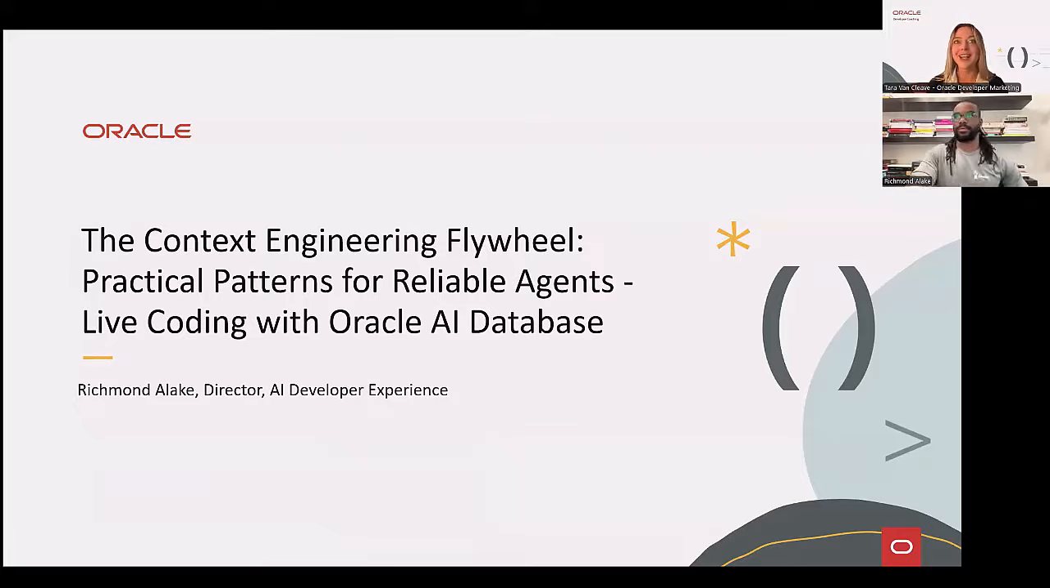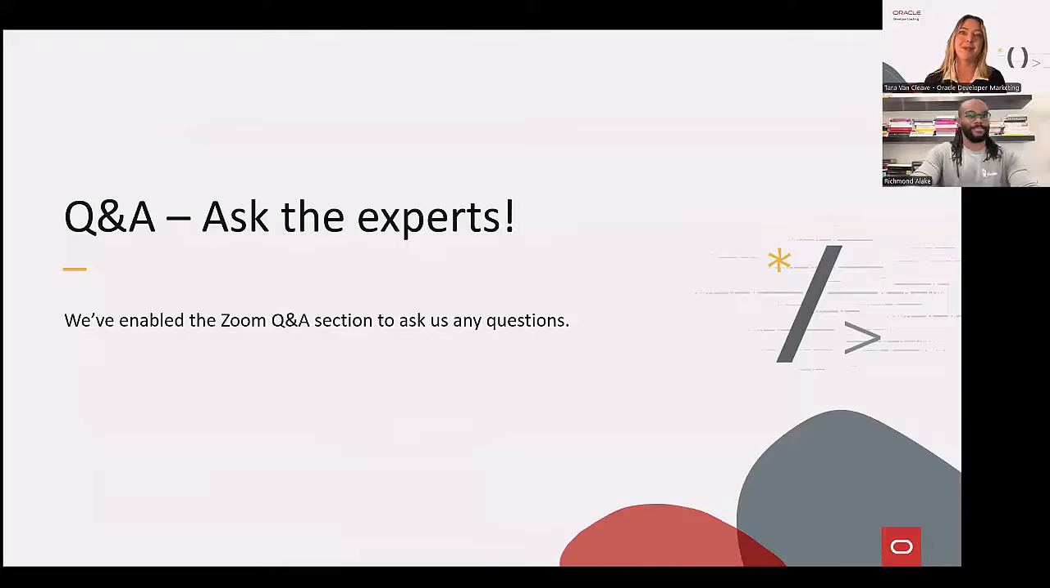Today we're excited to walk you through the Context Engineering Flywheel end to end and to get into some live coding with Oracle AI Database. If you have any questions, we have enabled the Q&A section of the Zoom, and we will answer throughout the hour as well as leave some time at the end for any remaining open questions.